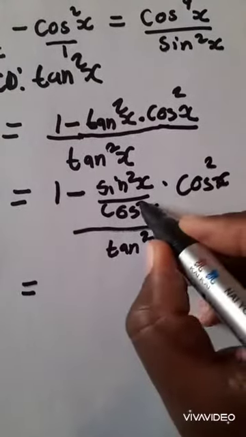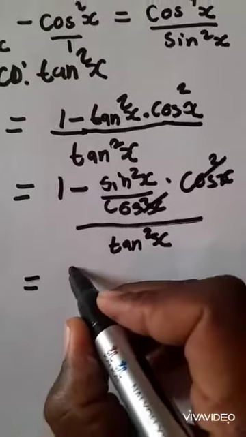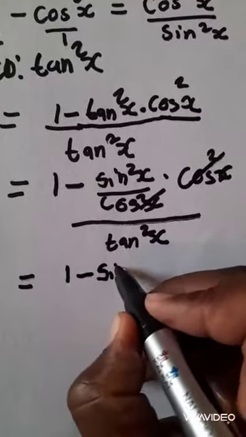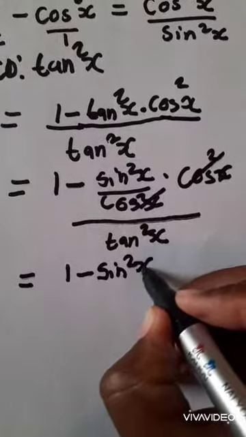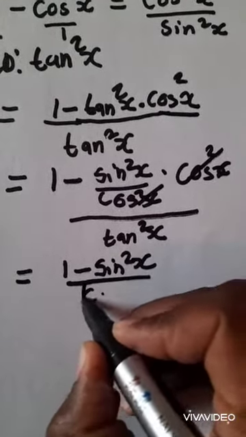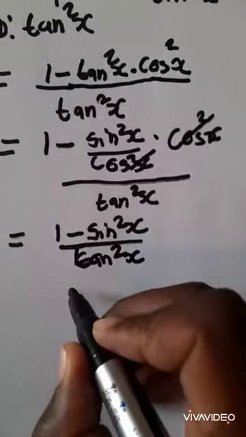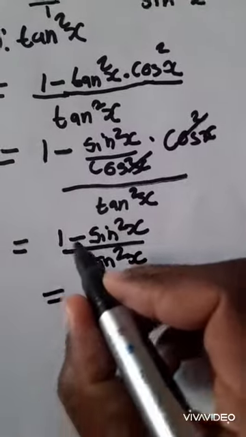We can see that we have something that is common here. This and this, they cancel. We are left with 1 minus sine squared x divided by tan, not cos, that will be tan squared x. Sorry for that mistake.